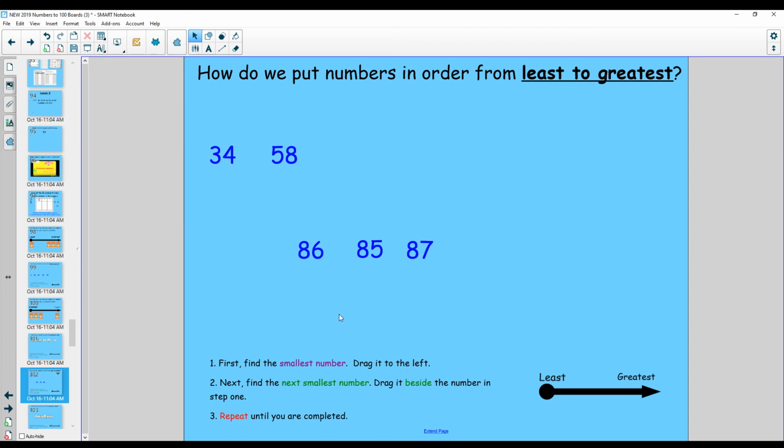So which one is the smallest? Remember, we're doing least to greatest. 85. Yep. And then 86. Yep. 87. There we go. We just ordered these numbers from least to greatest.